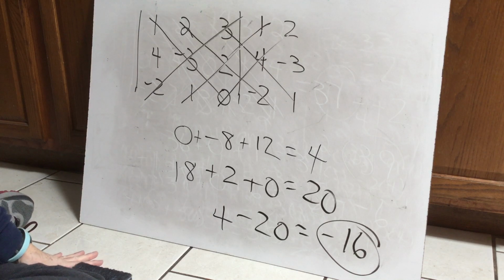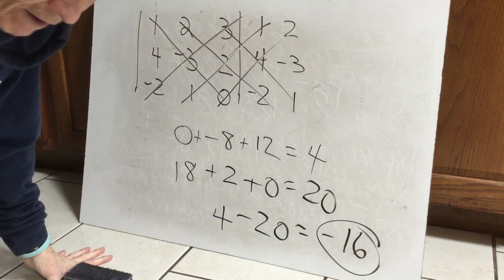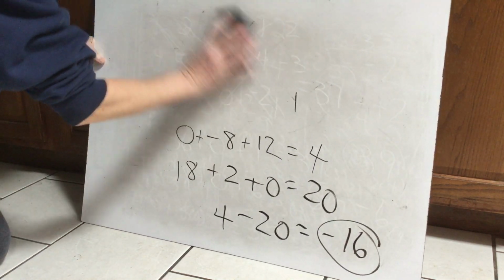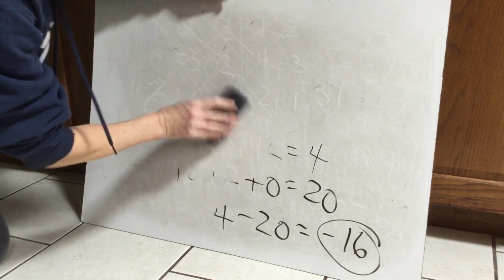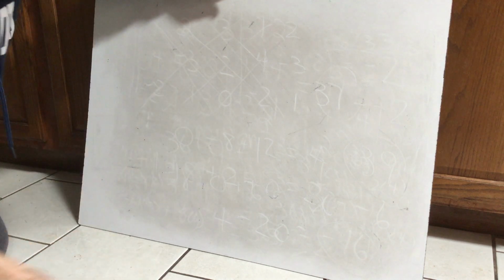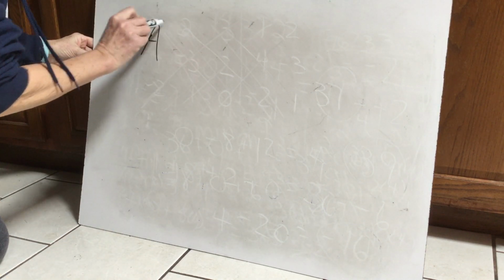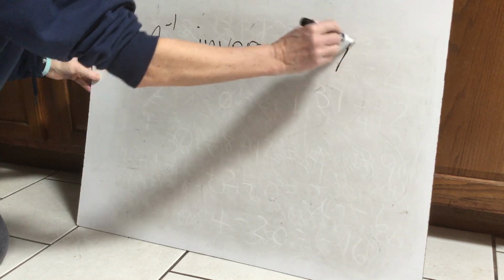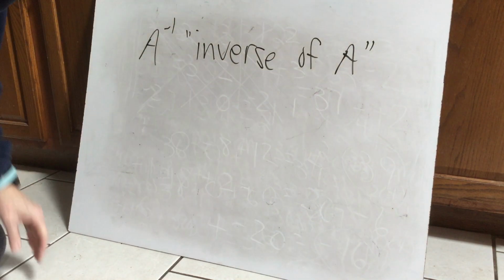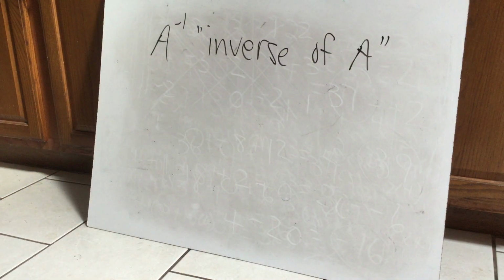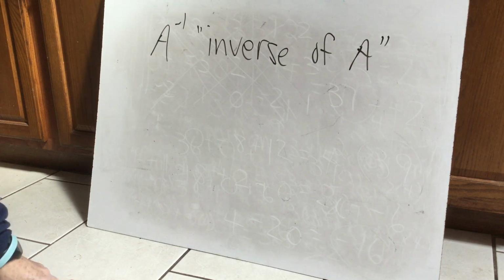All right, so now we're ready to find the inverse. The notation, if you're looking now at problem set 4 in your notes, the directions say find A inverse. Remember, that means the inverse of A. You're finding the inverse of A. That's what that notation means.